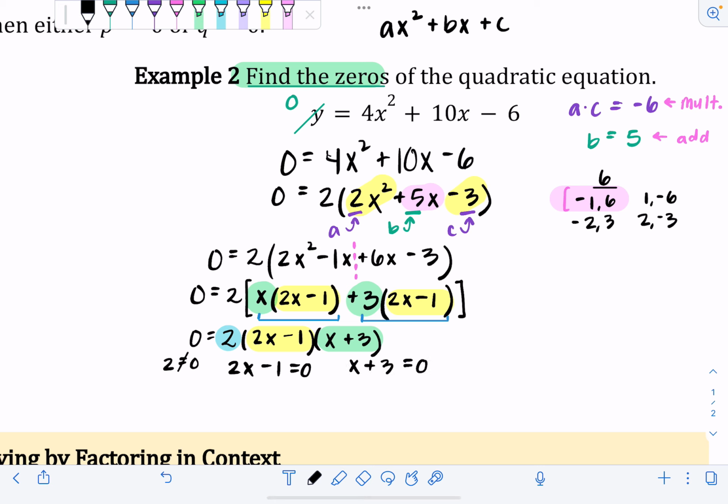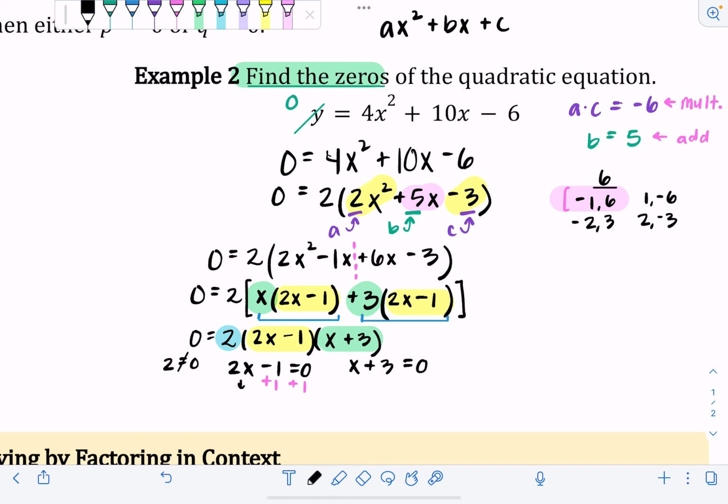And then now we want to solve each one for x. So I'm going to start with the 2x minus 1 equals 0. So my goal is to get x by itself. This one has two things being done to it. There's a 2 that's being multiplied by it and a 1 that's being subtracted. So we'll undo the minus 1 first by adding 1 to both sides.